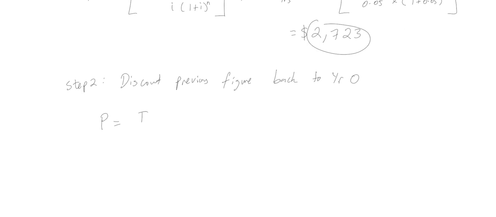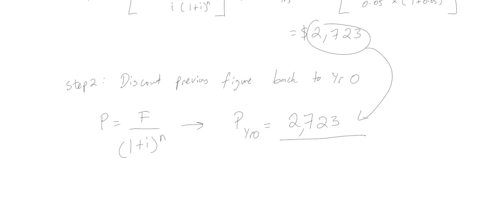P equals F divided by (1 plus i) to the power of n, where F is your future value, P present value, i interest rate, and n is the number of years. So in our case, P is going to be at 0. The future value is what we had before, 2723. I got that from the step above, and then 1 plus 0.05, and then n.